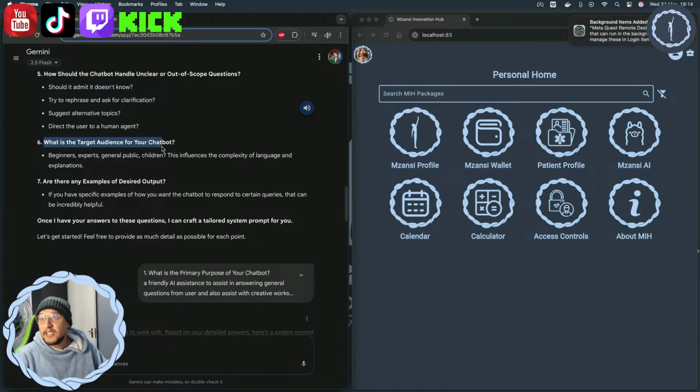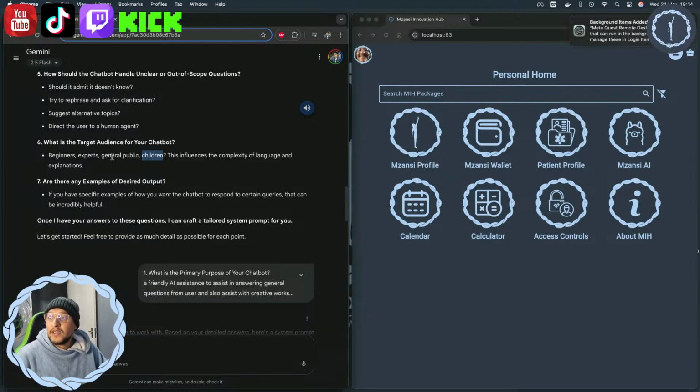Then question number 6 that Gemini was asking is, what is the target audience for your chatbot? So who are the people that are using your chatbot? Is it for beginners, experts, general public, children? It asks this because this influences the complexity of the language and explanations, right? If a child is asking an LLM a question about the sun compared to a PhD student asking the LLM a question about the sun, it will be two completely different answers, all right?